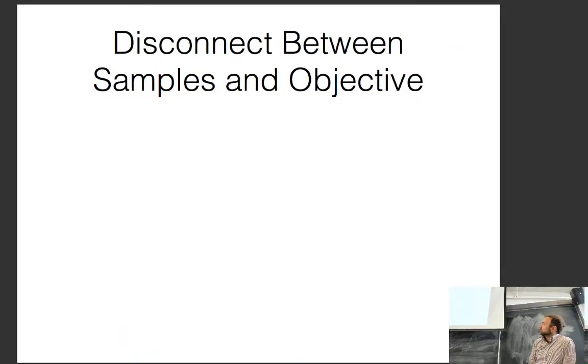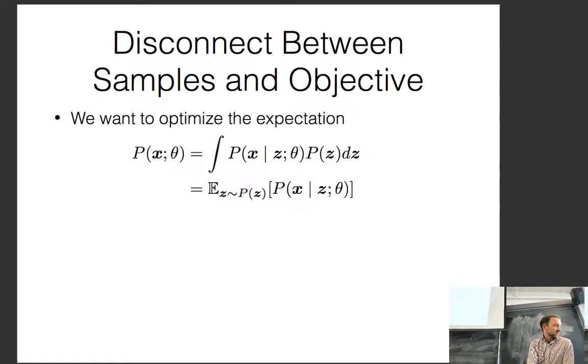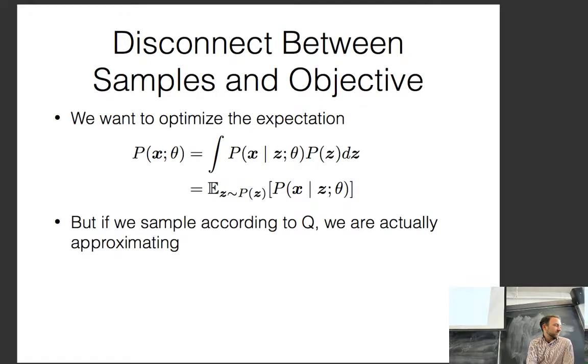So the problem is that there's a disconnect between the samples and the objective. So we want to optimize the expectation, which is this, as I said before. But if we sample according to Q, we're actually optimizing something else. So we want to optimize the expectation according to the prior. But if we sample according to Q, we're optimizing the expectation according to samples derived from Q.